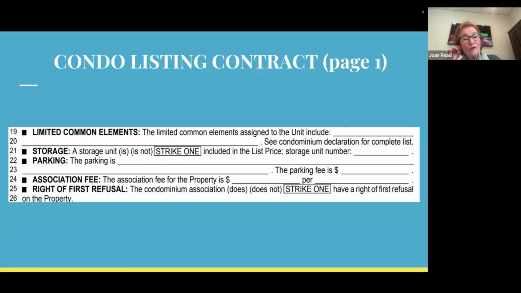And then a right of first refusal. We don't see this much anymore. We used to see it a lot. But most associations have found that it's not very safe to put in a right of first refusal for fair housing potential problems. So the condominium association does or does not have the right of first refusal on the property. So those are extra things in the listing contract for a condo that are not in the residential.